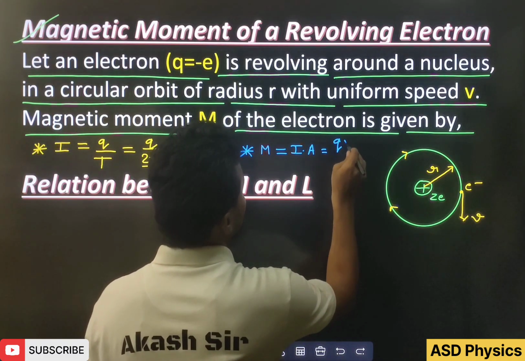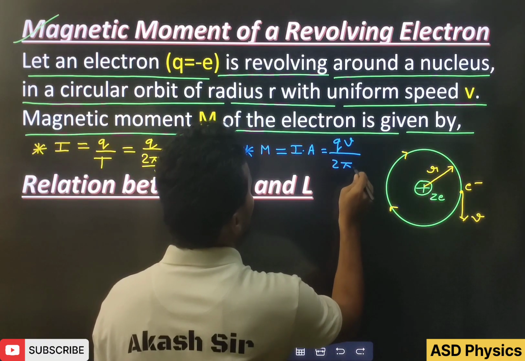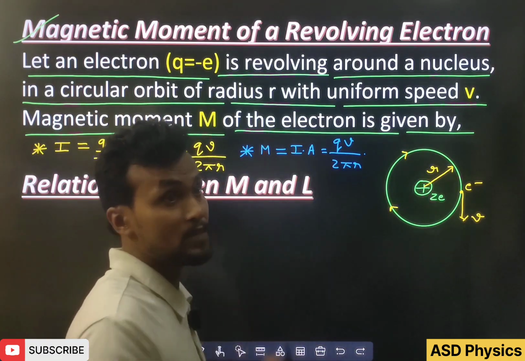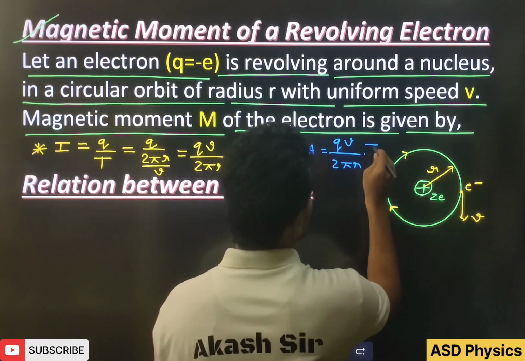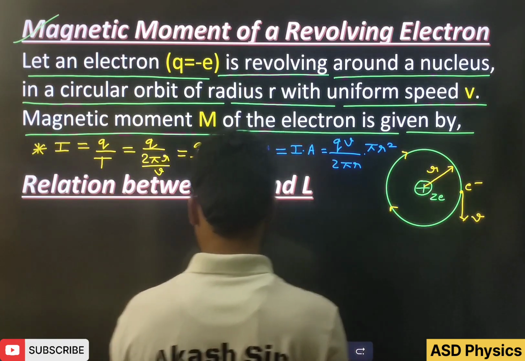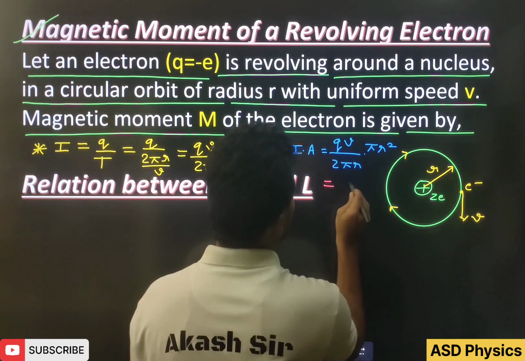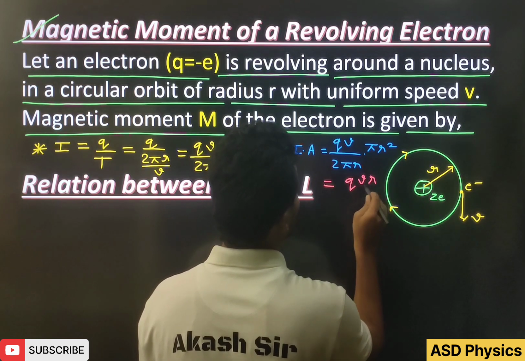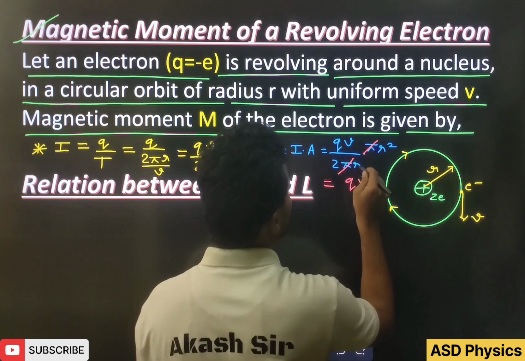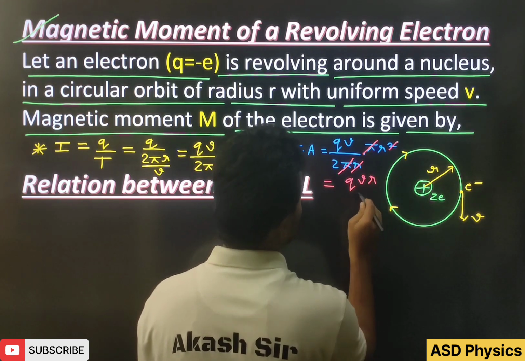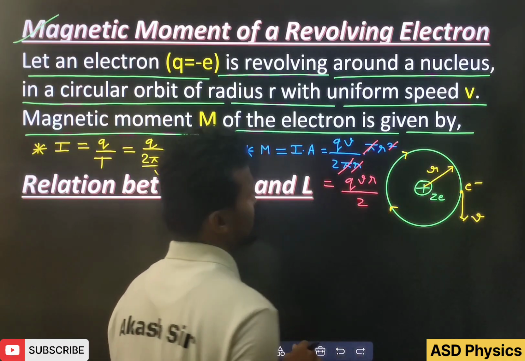We can write here I equals QV by 2 pi r. And what is the area? Area, no, circle is there. So area will be what here? Pi r square. So when you write from here, what will come? The formula will come here, very, very important. QVR, because pi cancels, one R cancels. So this will come QVR by 2.